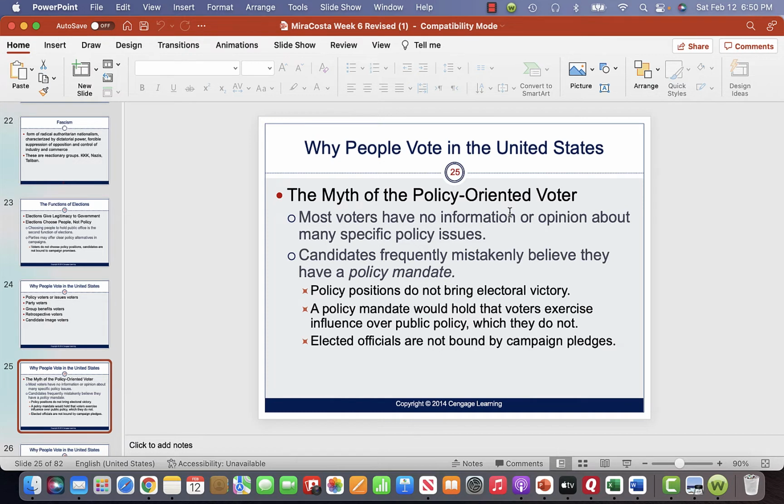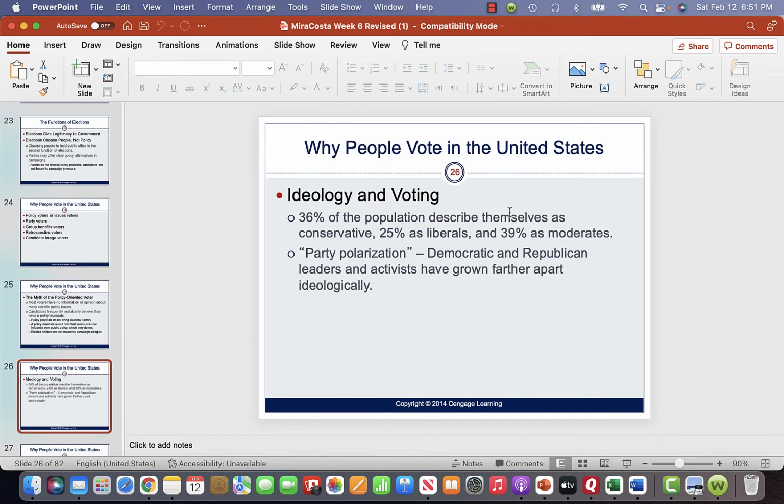So there's that myth that we talked about, that people vote based off of a candidate's policy stance. Now, we can understand that in some instances, we may have an idea about how a particular candidate feels about an issue or maybe a really controversial subject. But for the most part, we sometimes don't really have a good view of some specific policy issues that some candidates are for. Sometimes people will vote based off of ideology.